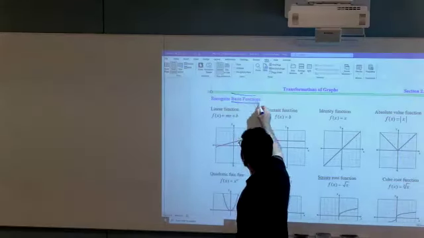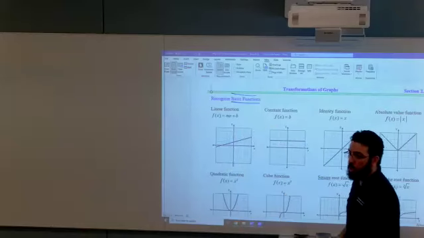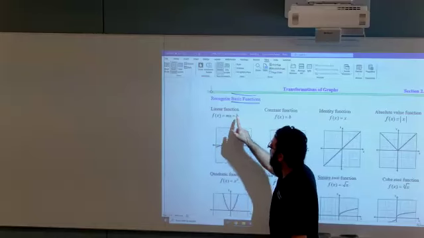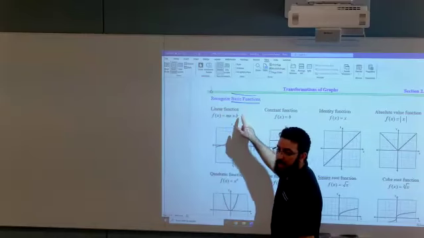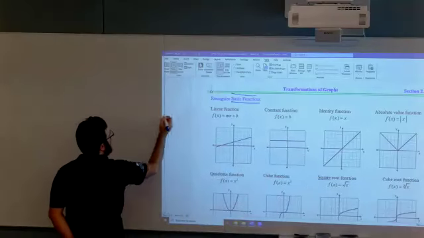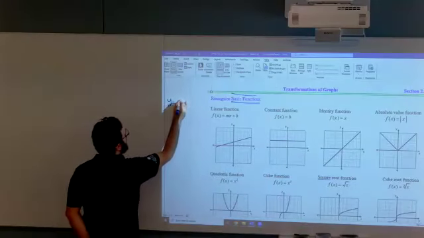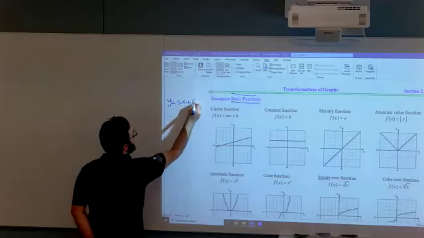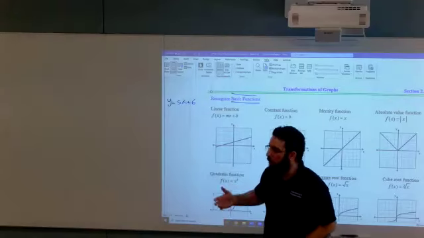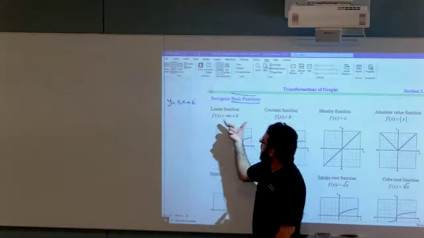So the basic functions, let's check. The first function is what? It's a linear function. Here's an example: if you have y equals 5x plus 6, it's a linear function. That's the general form of the linear function.